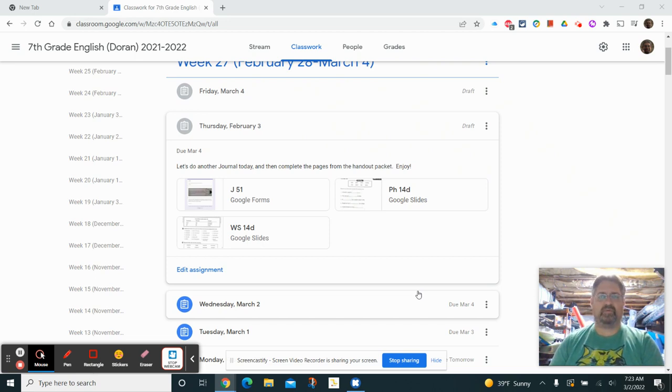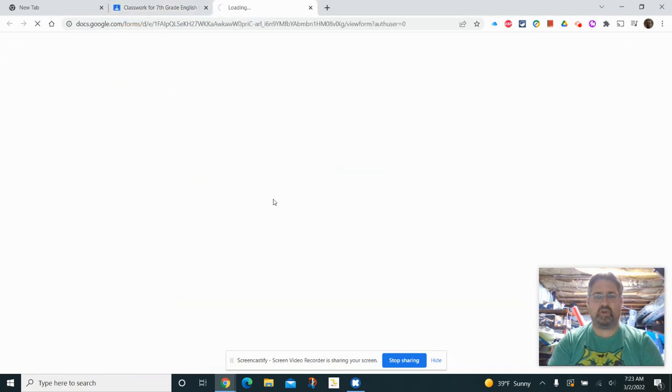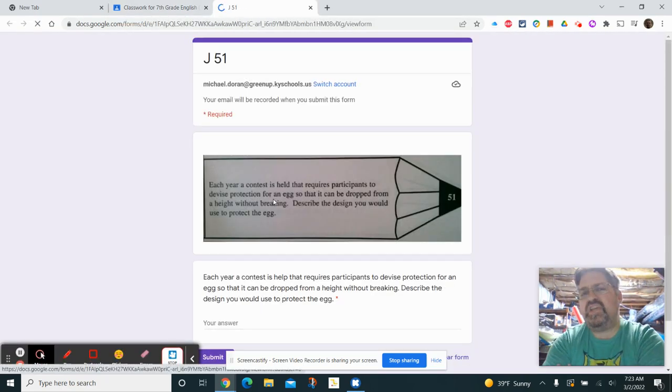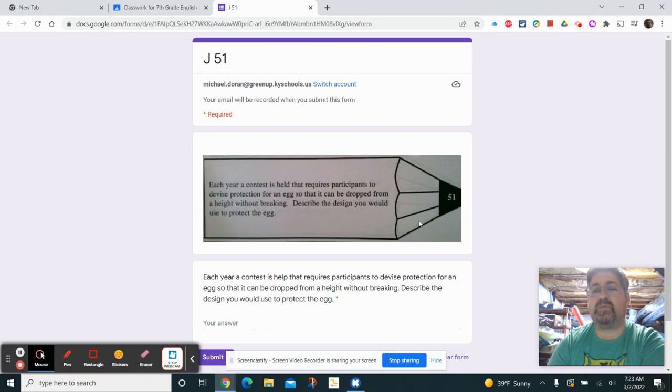All right, so we got one more video, one more set of assignments. Today, Thursday, February 3rd, we're going to start with our journal. This journal says each year, a contest is held that requires participants to devise protection for an egg so that it can be dropped from a height without breaking. Describe the design you would use to protect the egg.